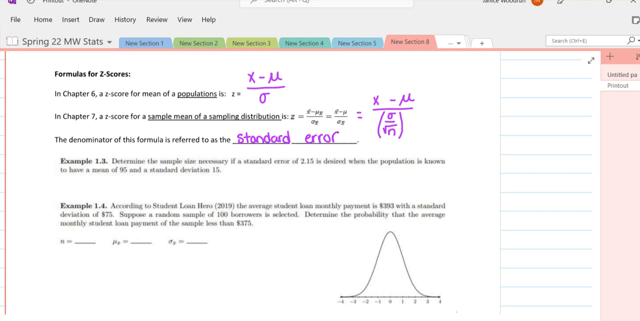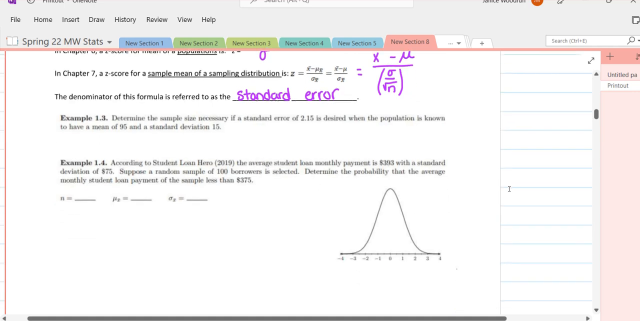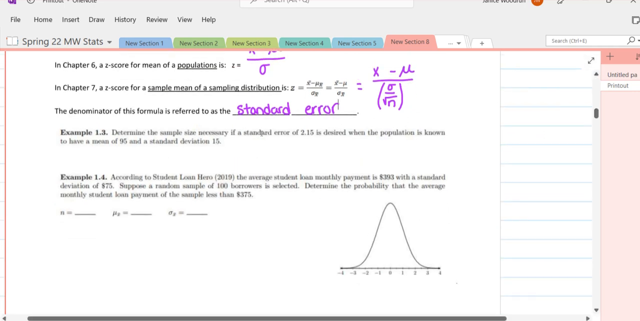Okay, now you'll see some questions like this in example 1.3 because we say, okay, well, we don't want the standard error to be greater than a certain amount. So determine the sample size necessary if the standard error of 2.15 is desired when the population is known to have a mean of 95 and a standard deviation of 15. So there, we are going to do the formula backwards. So what we have is our information here. I'm looking at the formula here.